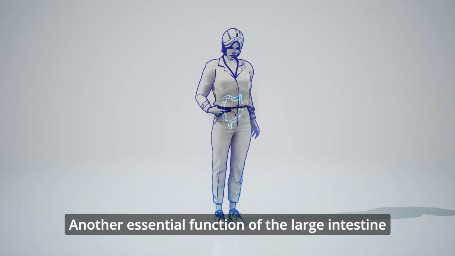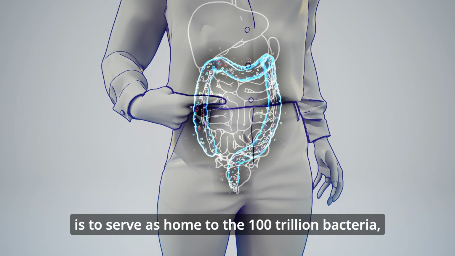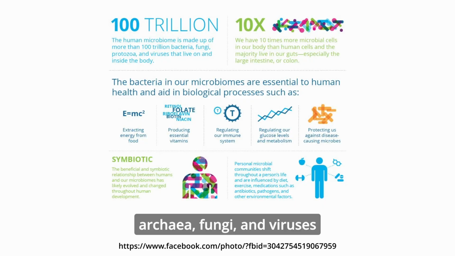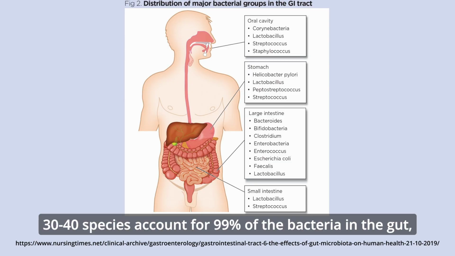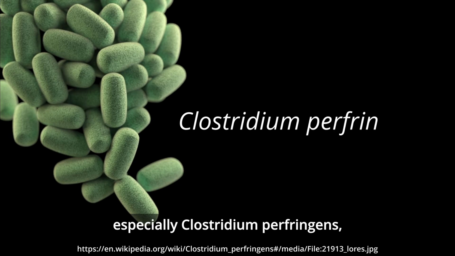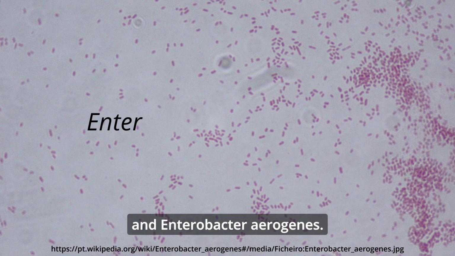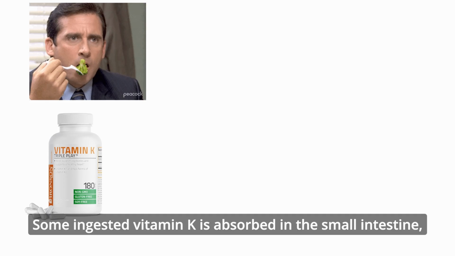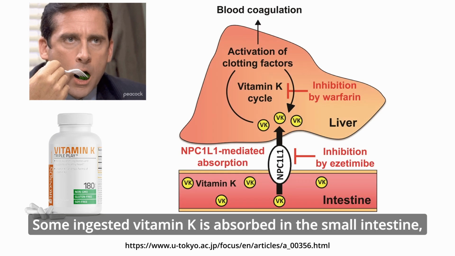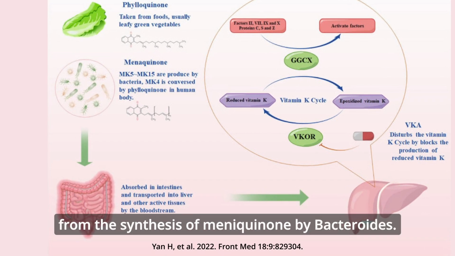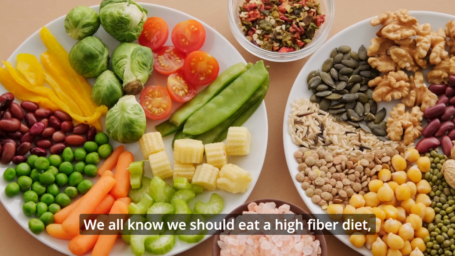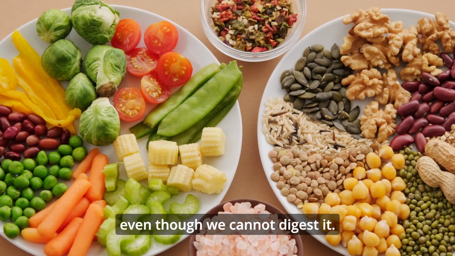Another essential function of the large intestine is to serve as home to the 100 trillion bacteria, archaea, fungi, and viruses that constitute the human microbiome. 30 to 40 species account for 99% of the bacteria in the gut, especially Clostridium perfringens, Bacteroides fragilis, and Enterobacter aerogenes. Some ingested vitamin K is absorbed in the small intestine, but most is derived from the synthesis of menaquinone by Bacteroides. We all know we should eat a high-fiber diet, even though we cannot digest it.